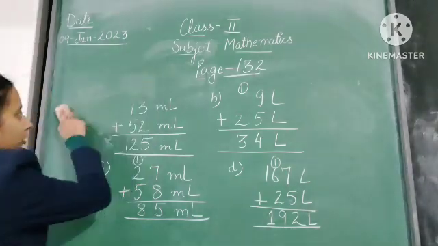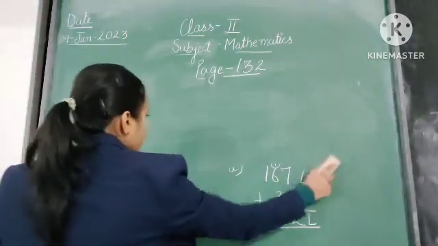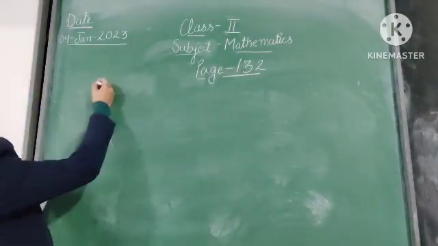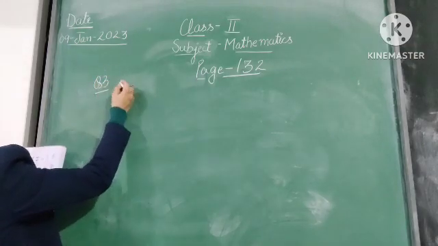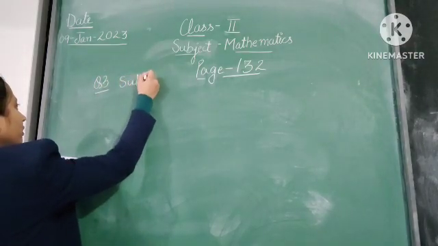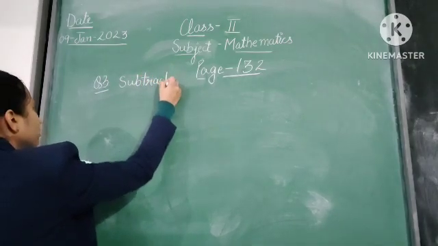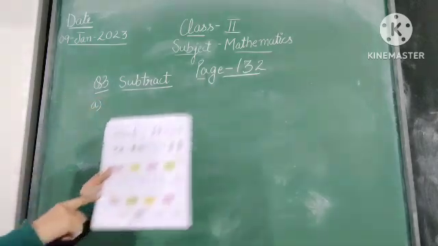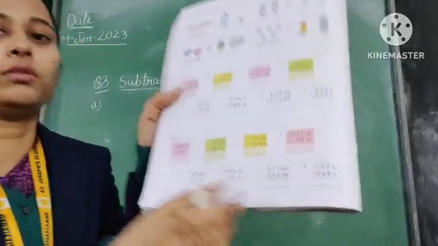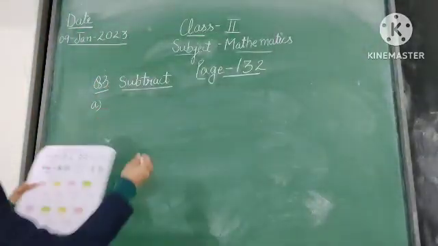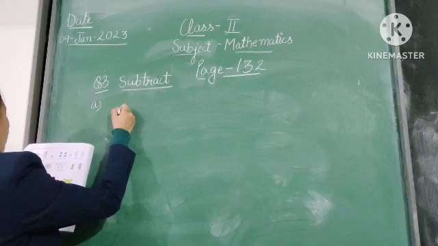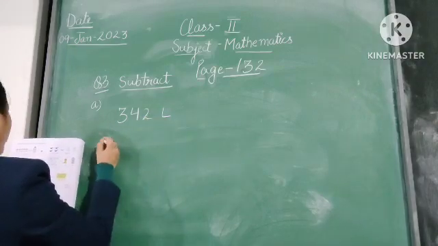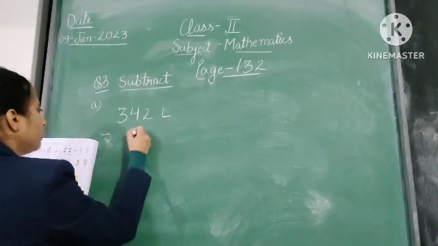Coming on to question number 3. Question number 3 is again of subtraction. Page number 132, question number 3, part A. It has already been done for us. The measurements we have been given here are 342 liters, and we have to subtract 56 liters from it.